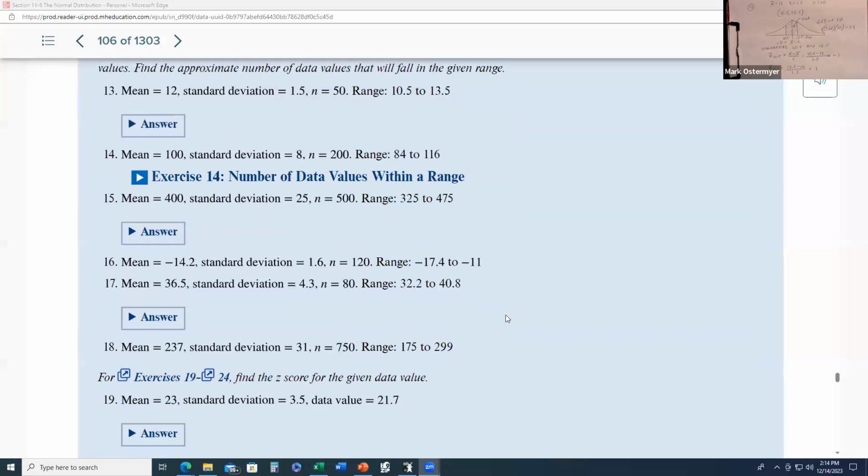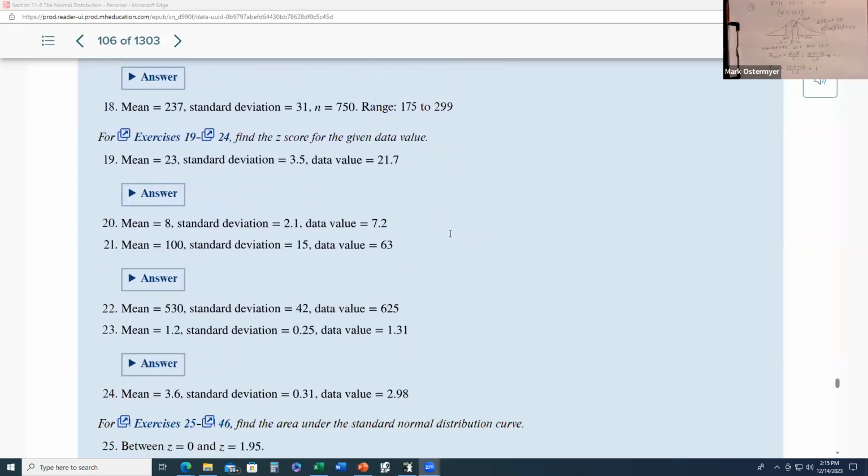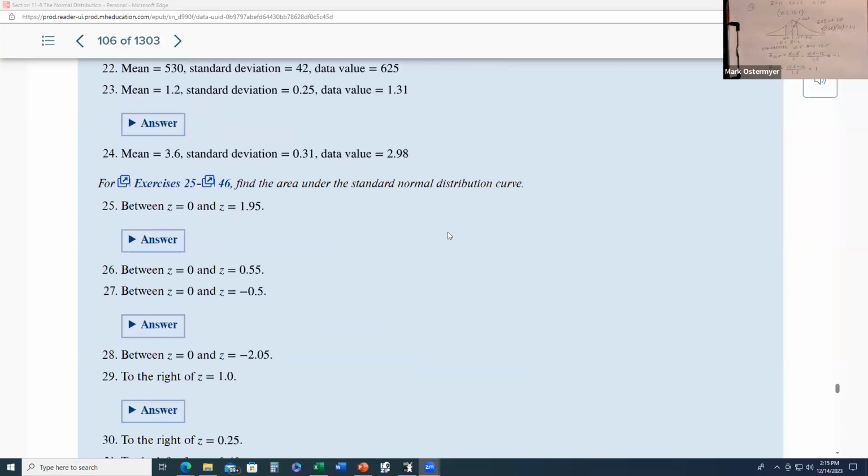All right, let's see if we can do another problem here. That's how all these other problems are going to be done too. Okay, they're all done the same way. You're going to have to turn these values of these endpoints of this interval into z-scores. Find the area underneath the standard normal distribution curve. Now, this is just finding areas underneath the standard normal distribution curve. And again, you would use that table in Appendix A.